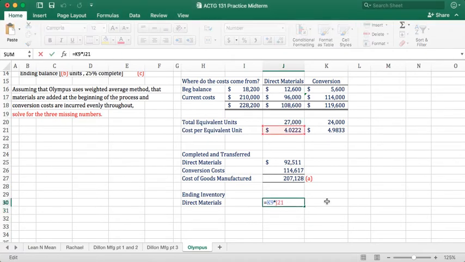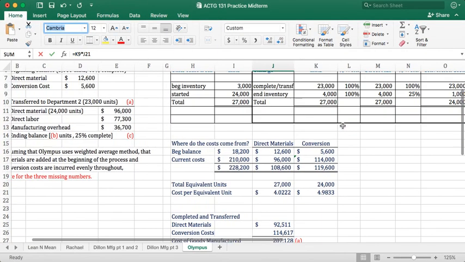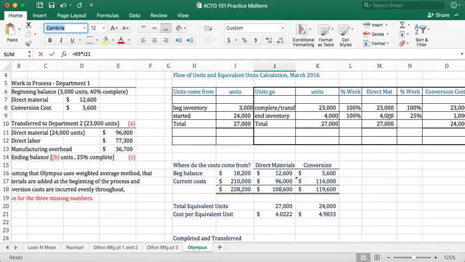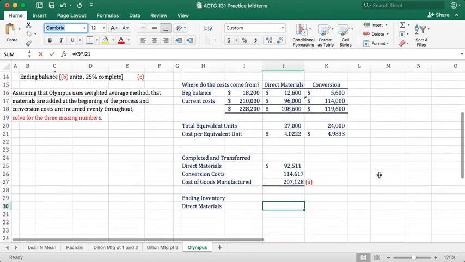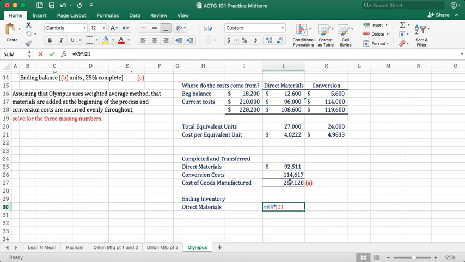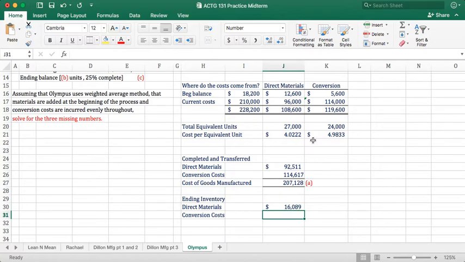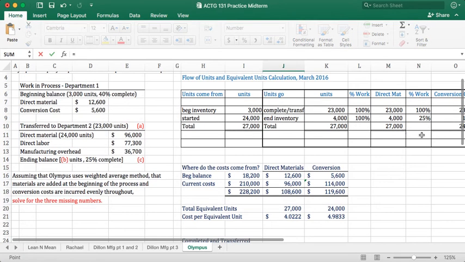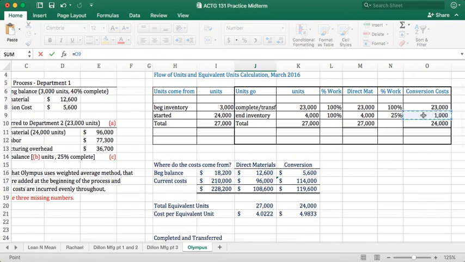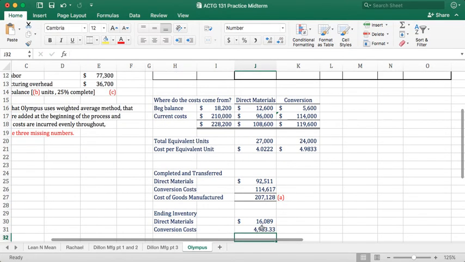So once again, for the ending inventory, we take the 4,000 units from right here, and we multiply them by this number, 4.0222. Now we need to work with conversion. And remember, for conversion costs, they were only 25% complete. So we're going to use this 1,000 and multiply it by this number here, 4.9833.